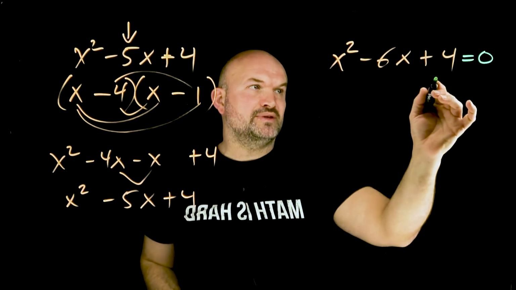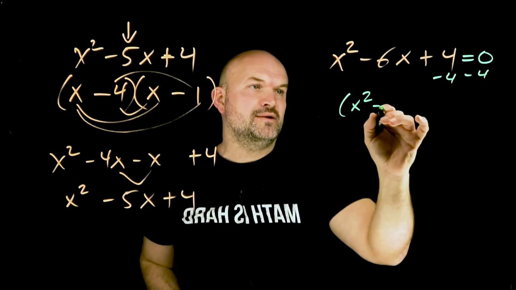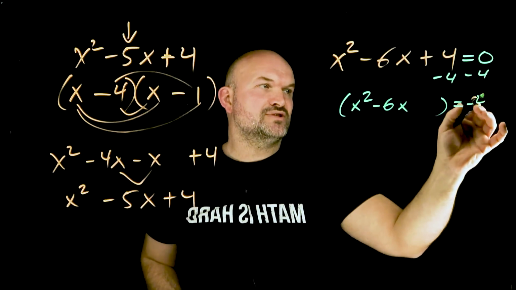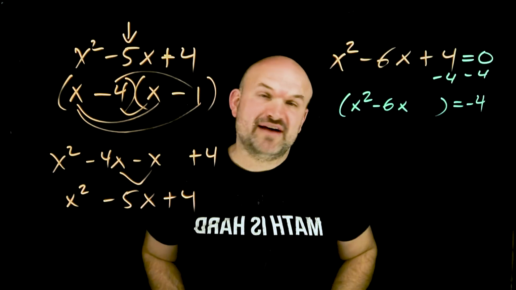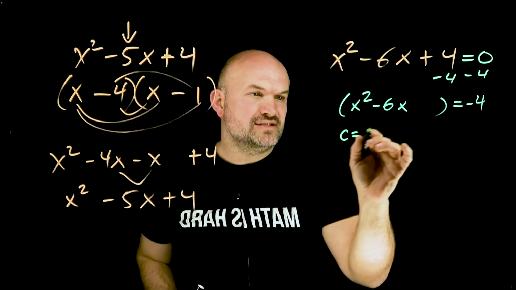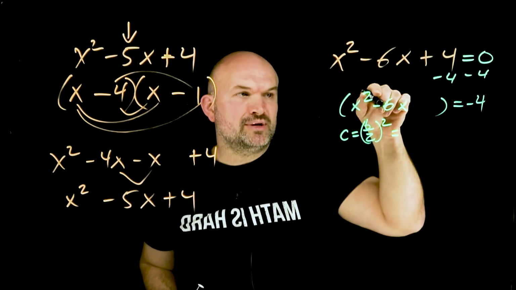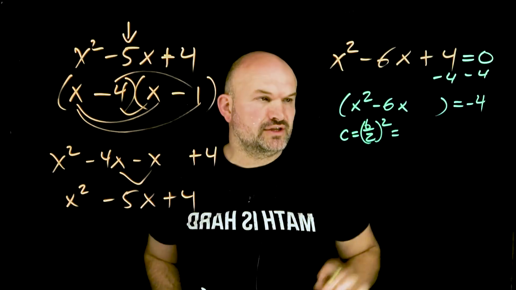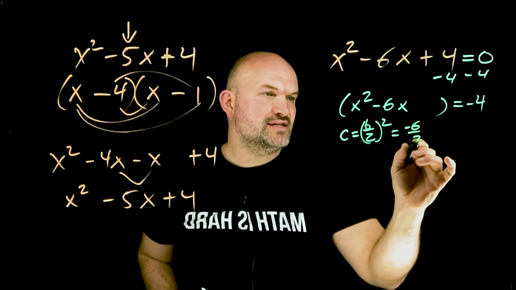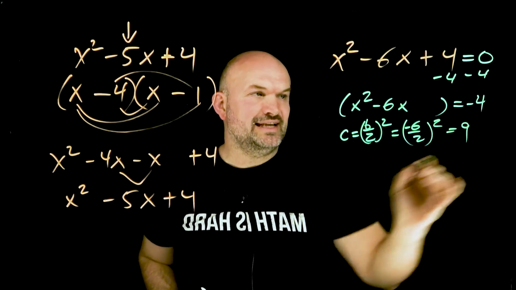To factor this by completing the square, I'm going to subtract a 4 over to the other side, and now I'm going to get x squared minus 6x equals negative 4. Now I need to identify the value that is going to create a perfect square trinomial. That value is c. c is b divided by 2, quantity squared. So b, remember, represents the coefficient of our linear term. That's going to be negative 6 divided by 2, which is negative 3. Negative 3 squared is going to equal 9.